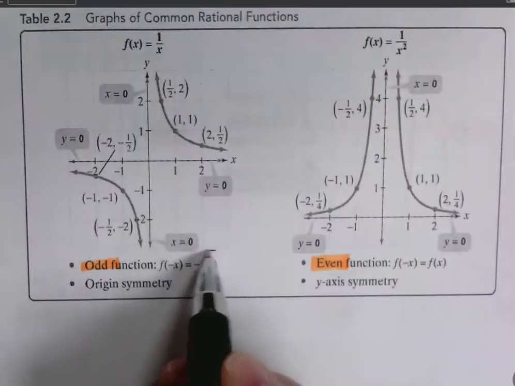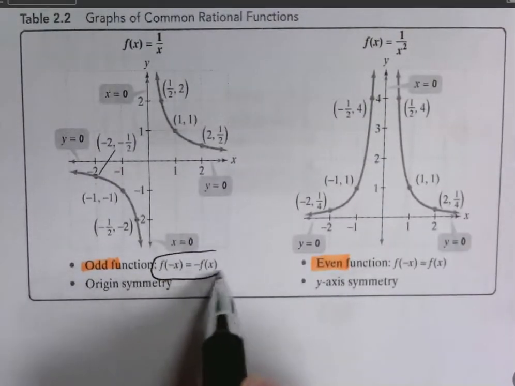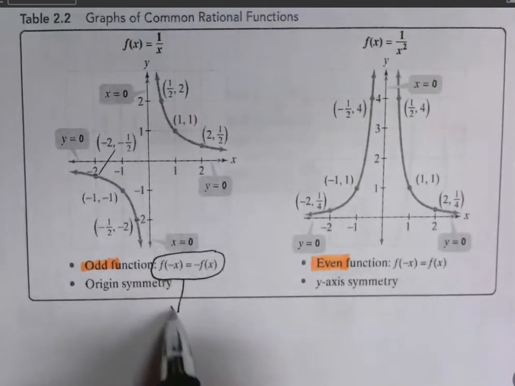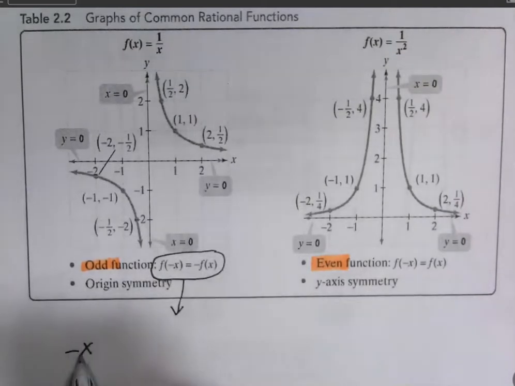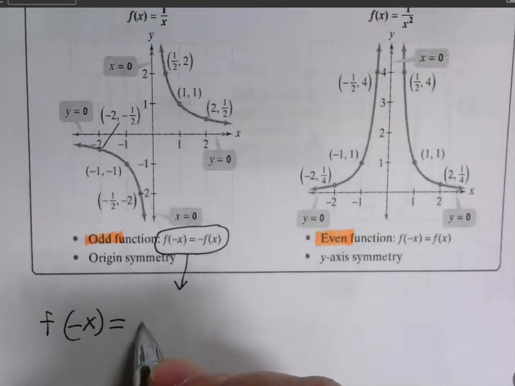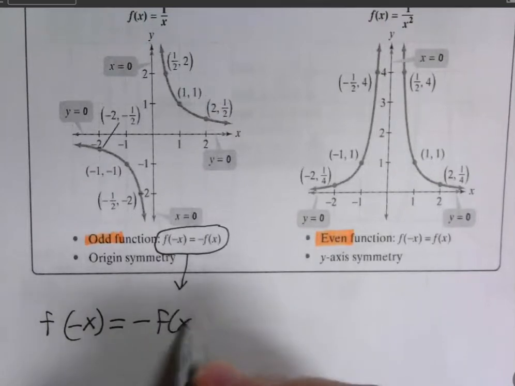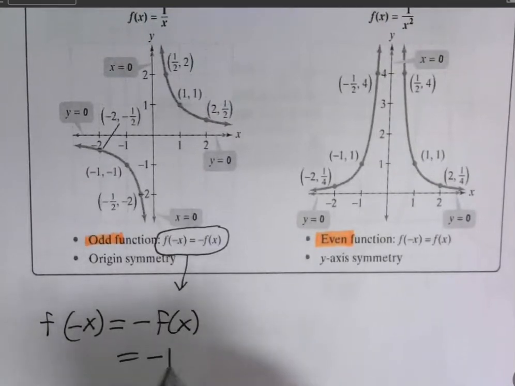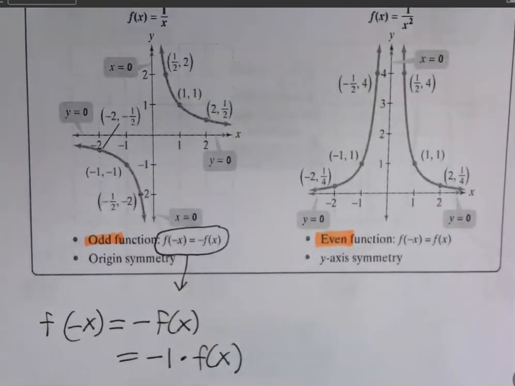Here's the rule for how we could actually find out if we have the equation. What this is saying is, if I plug in negative x in place of x, and the thing that I get once I've simplified everything is exactly the opposite, in other words, it's the same as if I took negative 1 times the original function, all the signs are the opposite, then that's an odd function.